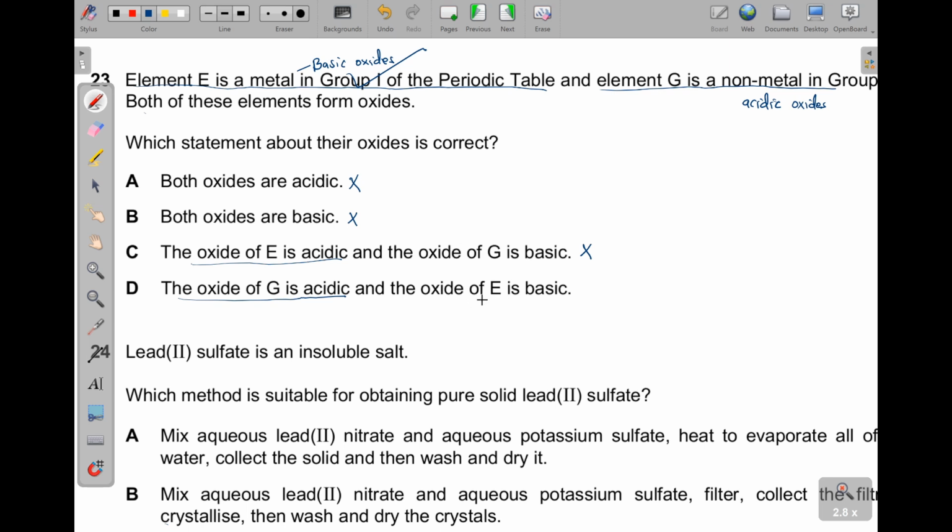And the oxide of E, no. Pardon me here. I've said the oxide of G is acidic. It is here, yes. And the oxide of E is basic, which is here. That one is also correct. So meaning our answer has to be this D here.